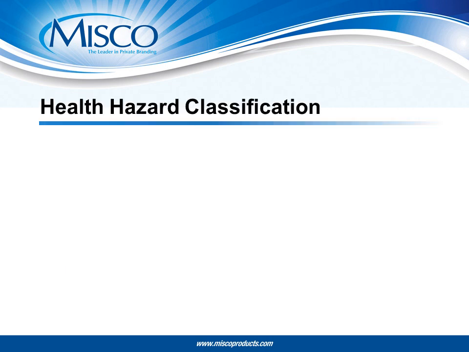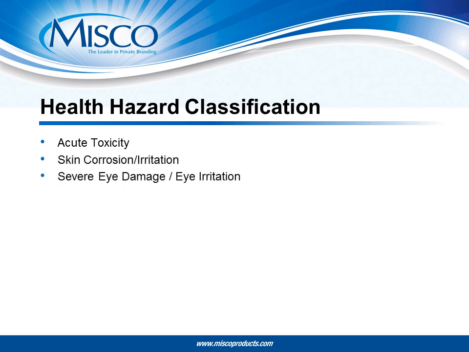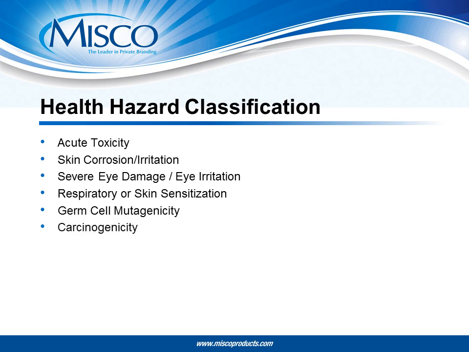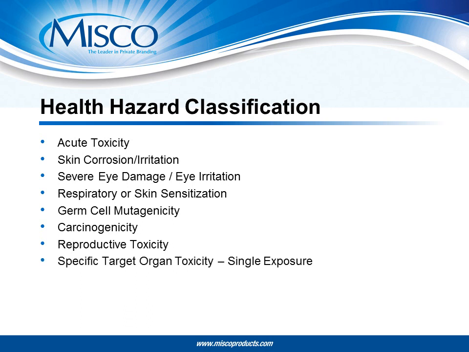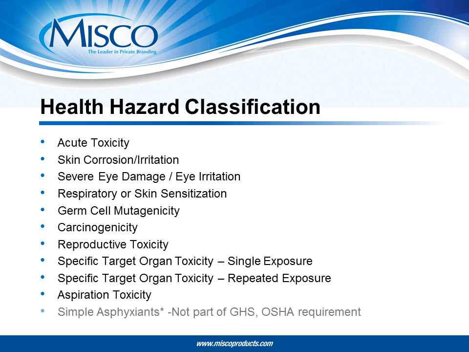New health hazard classifications include acute toxicity, skin corrosion and irritation, severe eye damage and eye irritation, respiratory or skin sensitization, germ cell mutagenicity, carcinogenicity, and reproductive toxicity. Specific target organ toxicity includes single exposure. Specific target organ toxicity includes repeated exposure. Aspiration toxicity. Simple asphyxiants are not part of GHS and are not an OSHA requirement.